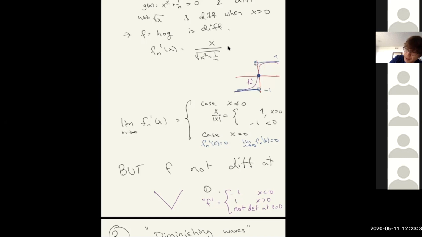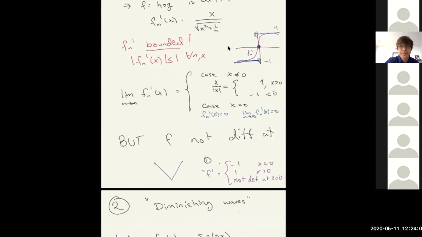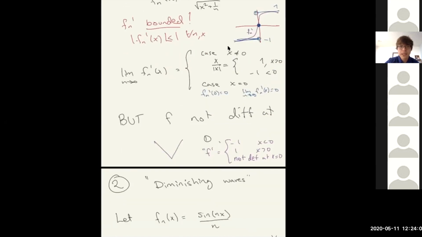But this example is interesting for many reasons, but one is that f_n prime is actually bounded. So nothing is going off to infinity. f_n prime has absolute value always bounded by 1 for all n and x. It's interpolating between -1 and 1 in some sigmoid fashion. So okay, even with bounded derivative, if you have pointwise convergence and these jumps, you can get problems.